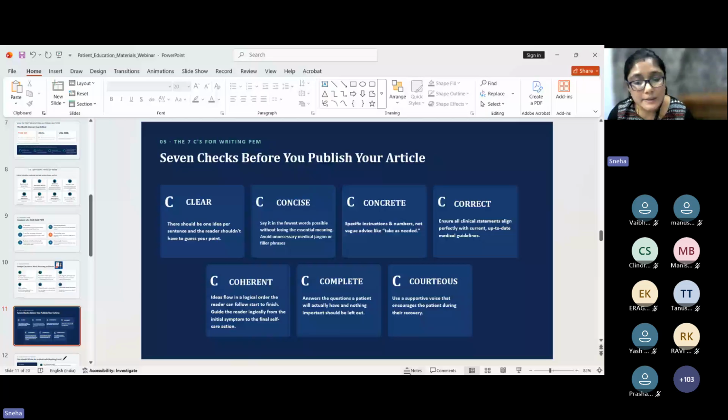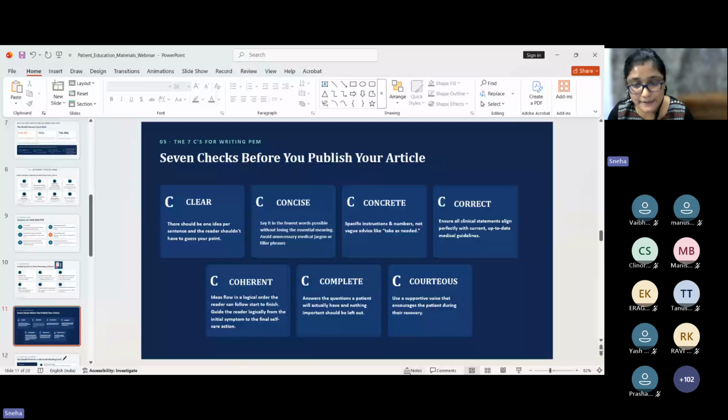Concrete: specific instructions and numbers, not vague advice like take as needed. So specific instructions should be concrete. Take as needed is very vague. Take twice daily, okay, this gives you a specific instruction. So it has to be concrete. Give numbers and do not give vague advice like take as needed.